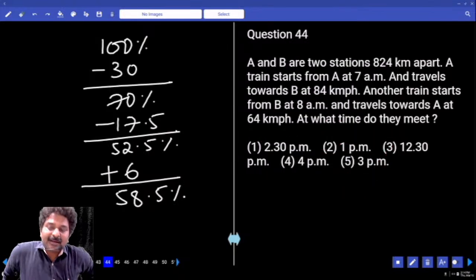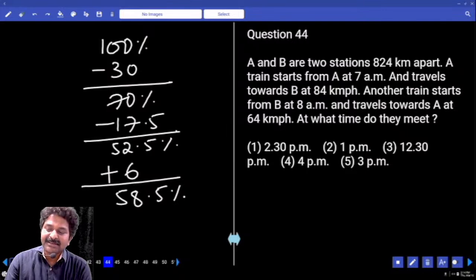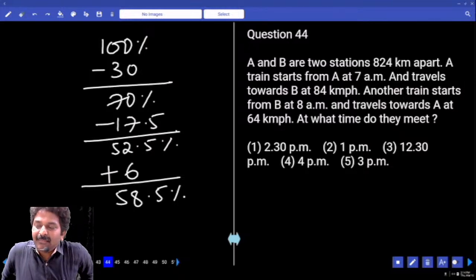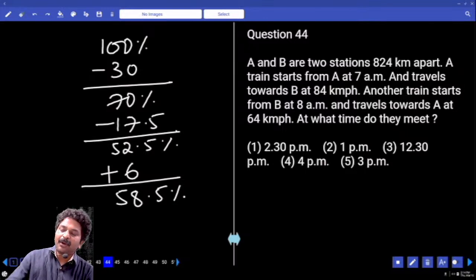A and B are two stations 824 kilometers apart. A train starts from A at 7 a.m. and travels towards B at 84 km per hour. Another train starts from B at 8 a.m. and travels towards A at 64 km per hour. At what time do they meet?